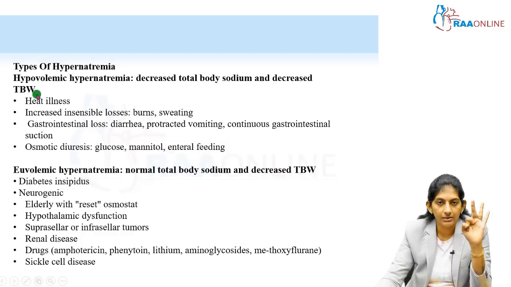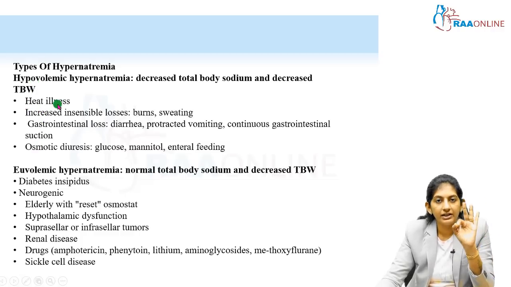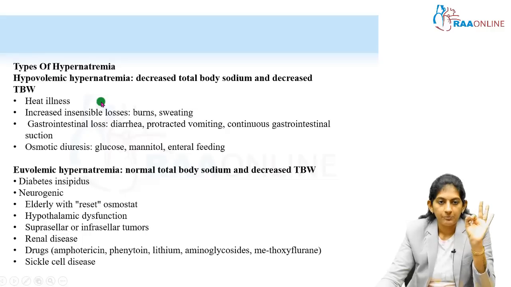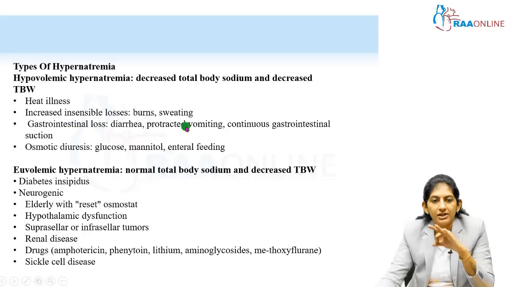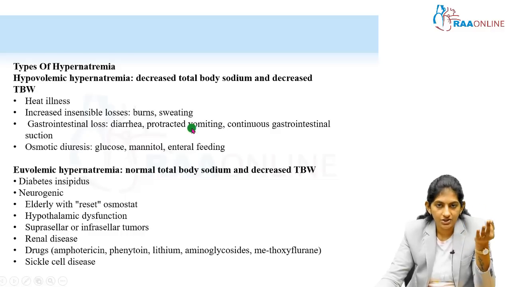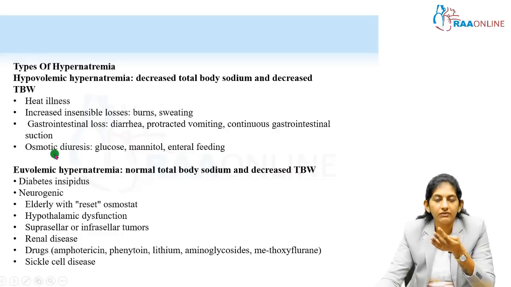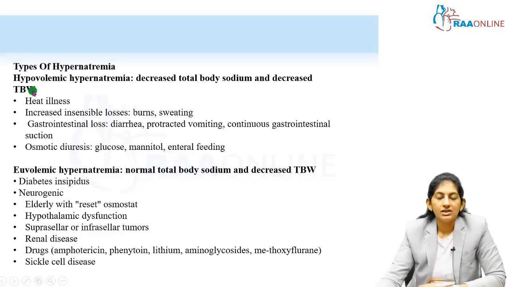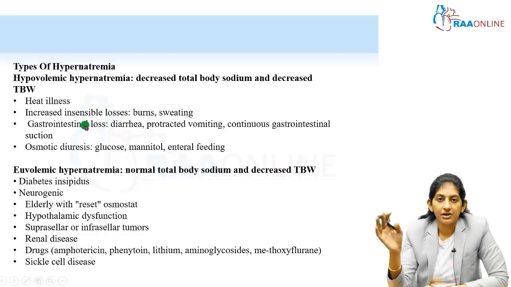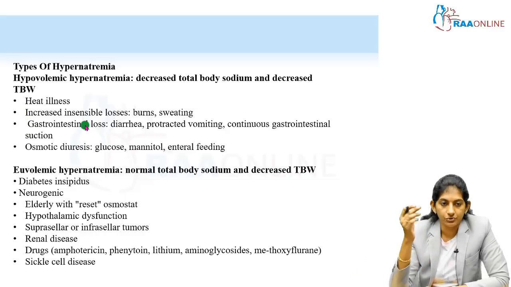Very simple. Same I have written as a list again. In skin, it is because of heat illness, burns, etc. And GI loss is because of diarrhea, vomiting, GI feeds or GI suction. Then renal is polyuria, like your DI with no access to water, osmotic diuresis, etc. So this is hypovolemic hypernatremia. This is not going to confuse you.